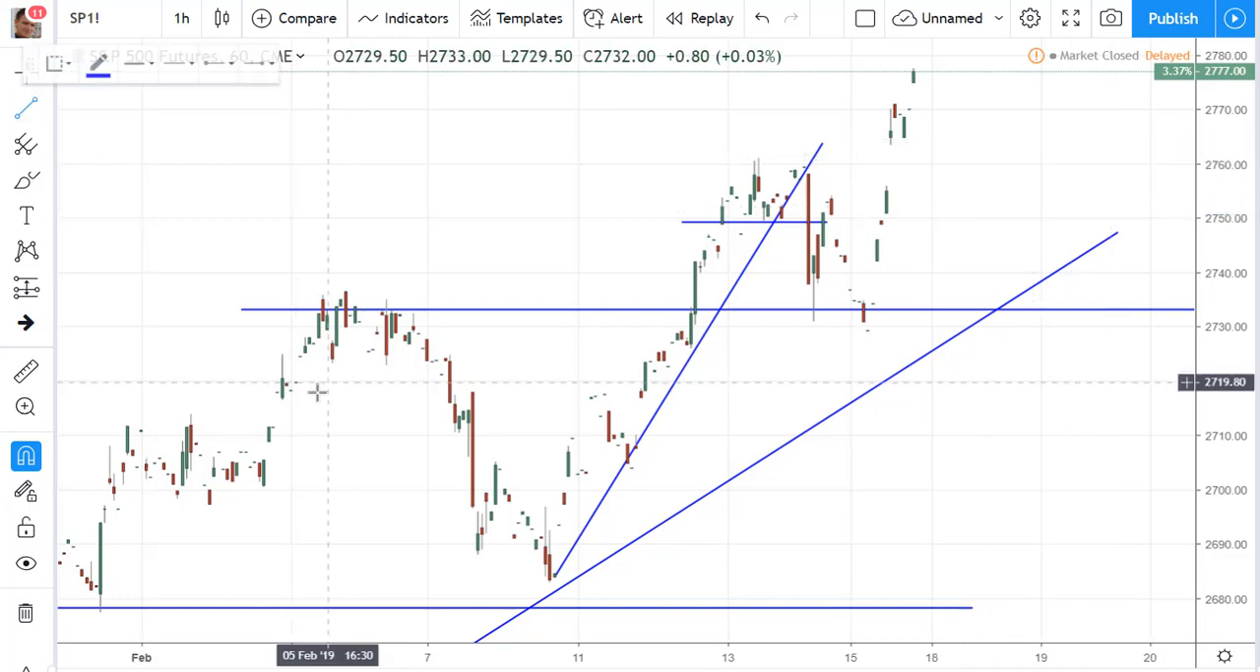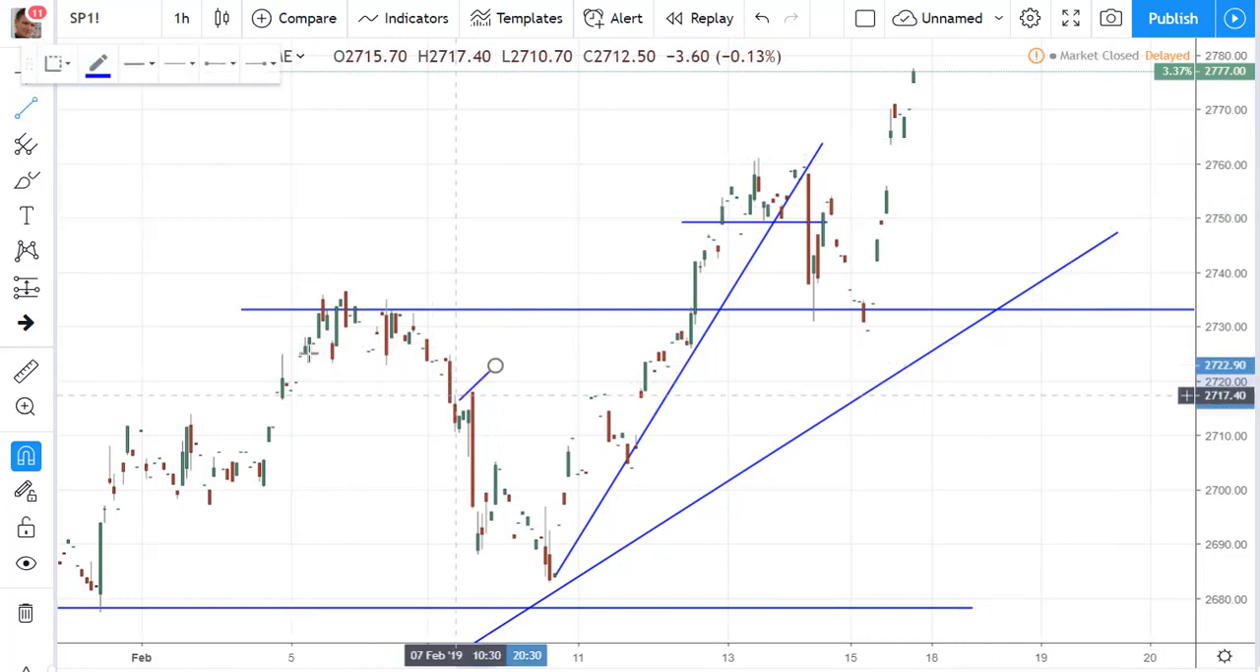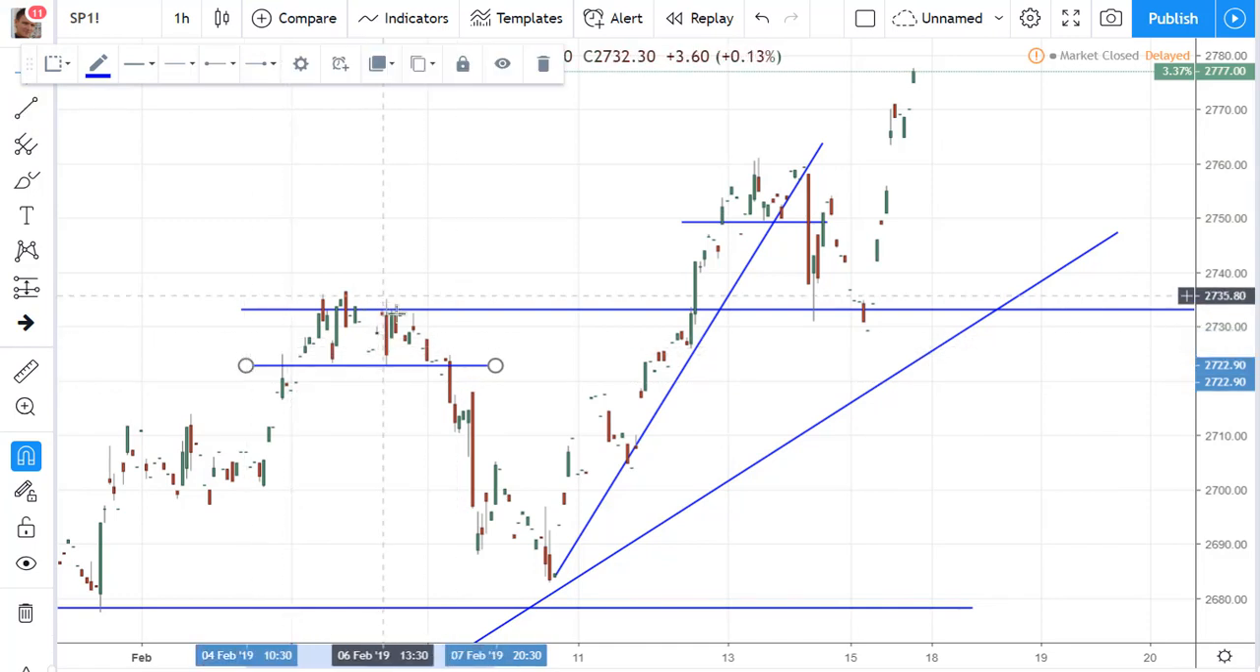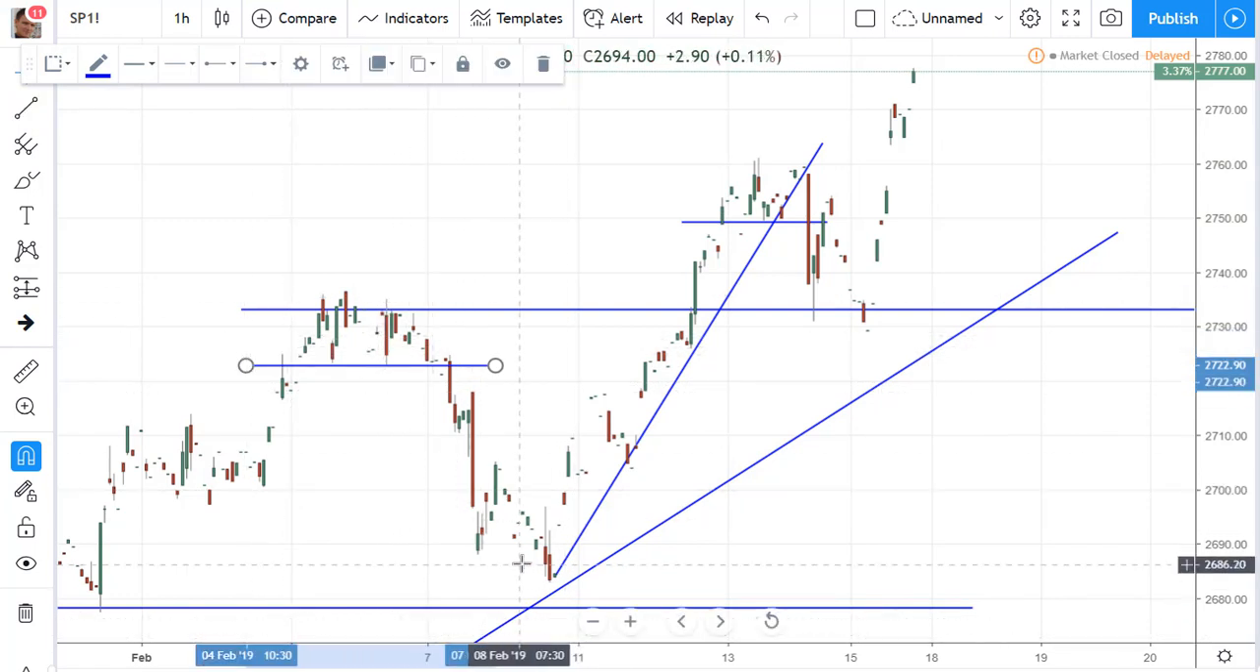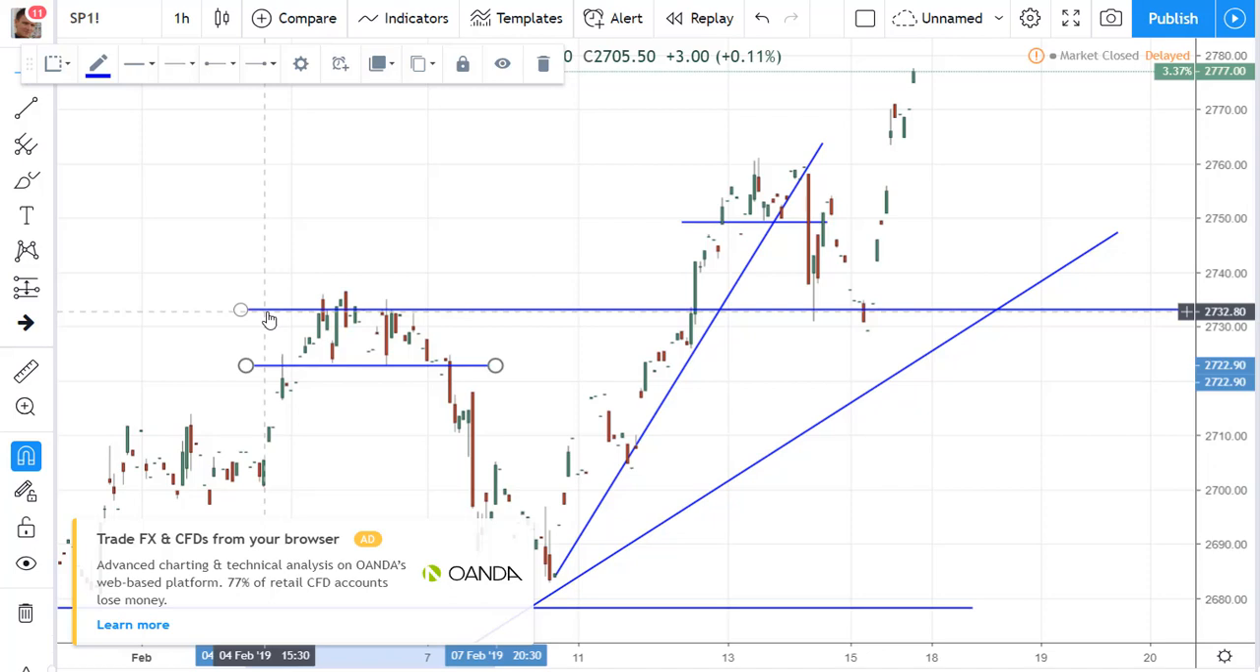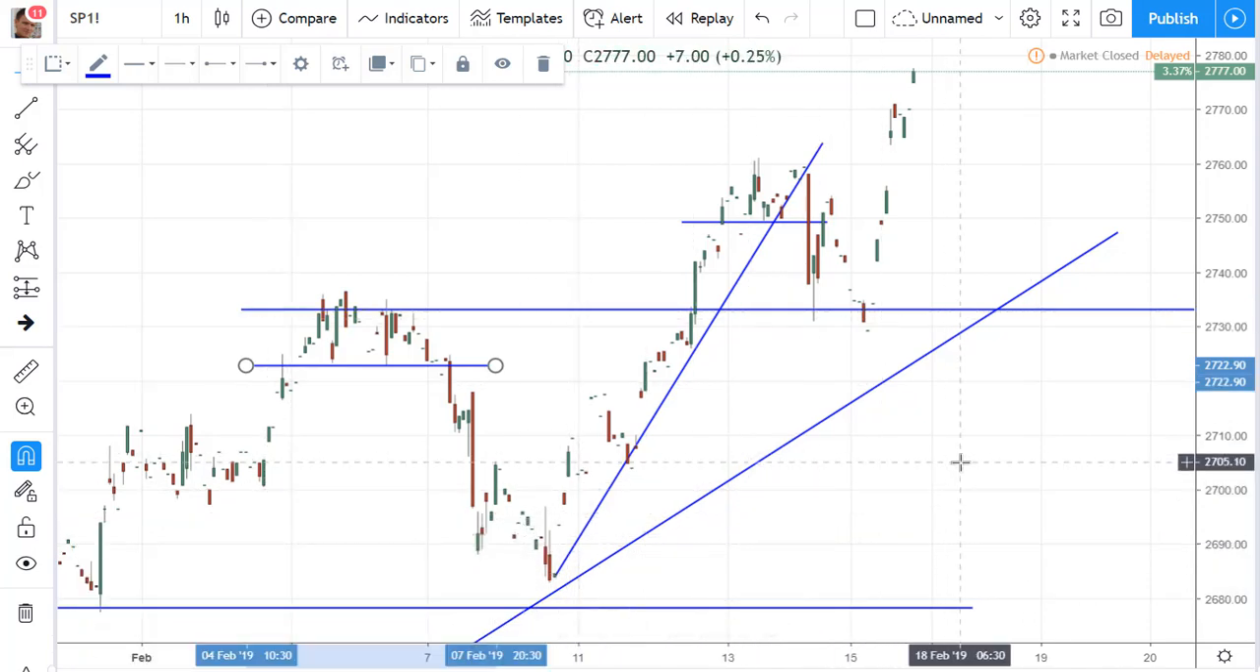And here's the same. The same thing happened over here. This level broke and the correction kicked in. So I'm price action. Well, enough for today.